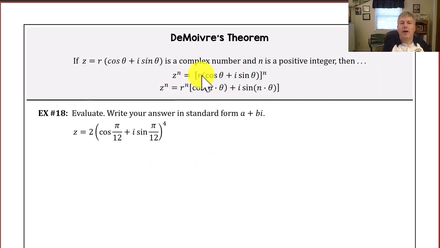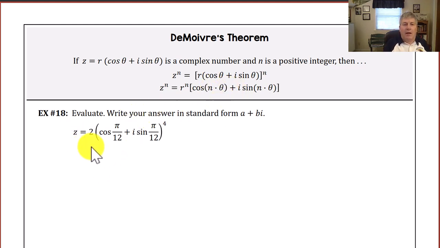And finally, we have DeMoivre's theorem. If z equals r cosine of theta plus i sine of theta is a complex number and n is a positive integer, then z to the n equals r cosine of theta plus i sine of theta, to the n. And z to the n is equal to r raised to the n. So we take that exponent and we raise r to it, but we also take that exponent and multiply it by theta. Okay, that's what DeMoivre's theorem says.